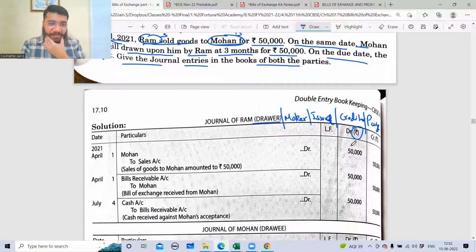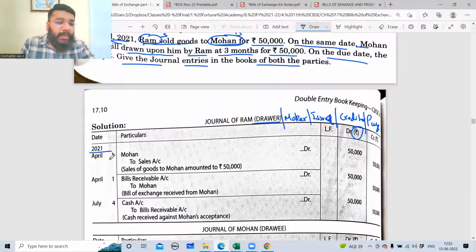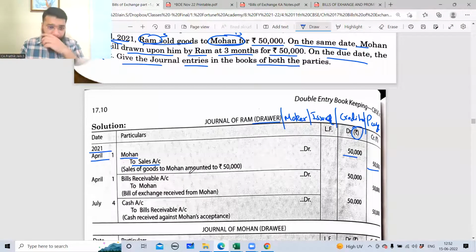So the first entry, guys, is on 1st April 2021. I'm recording a sale entry. So for Ram, Mohan is the debtor. Mohan debtor account debit to sales, 50,000. Being goods sold to Mohan for 50,000.